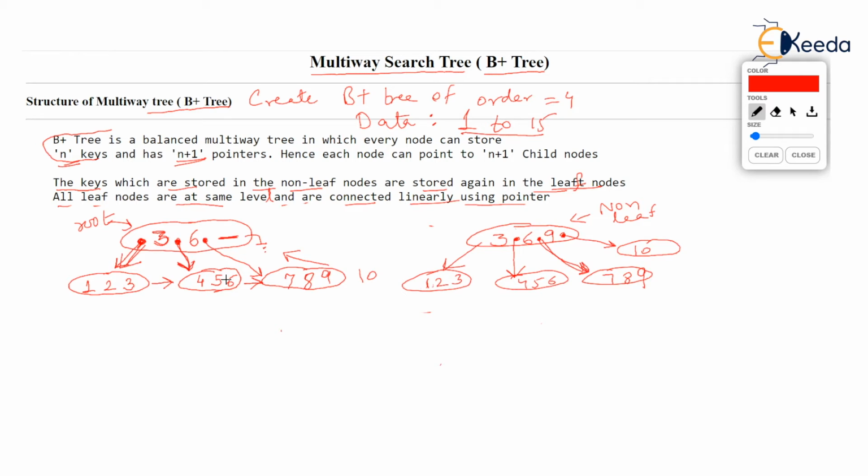Okay? So all leaf nodes are again connected. Yes. And root now stores 369. I'm going to go one more step. I'm going to add 11, 12, and 13, because you can guess it right why your teacher is doing this.